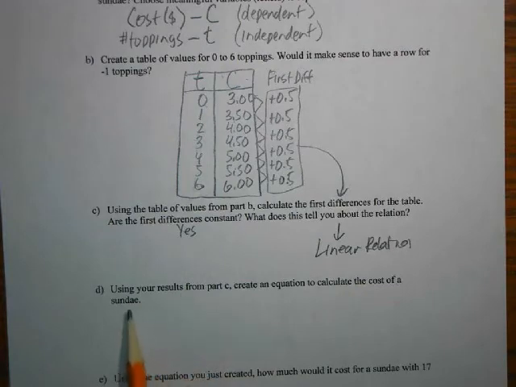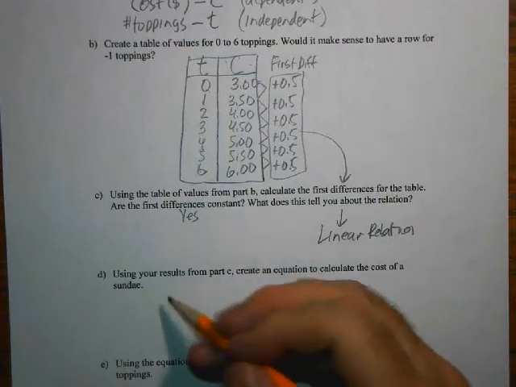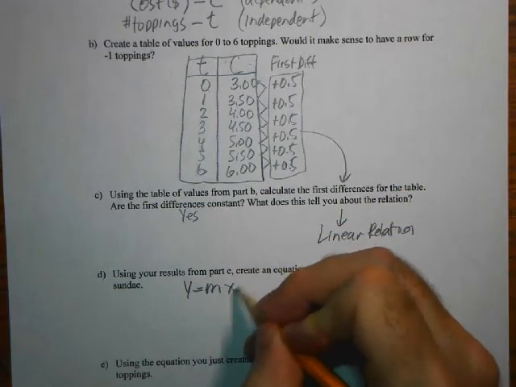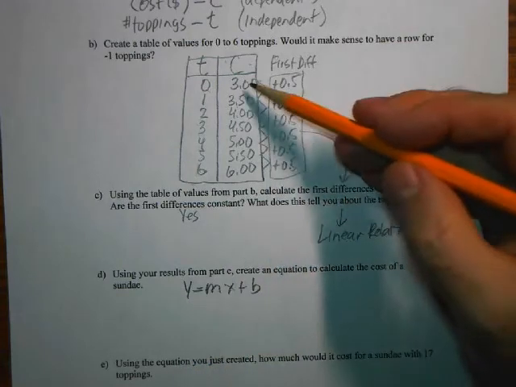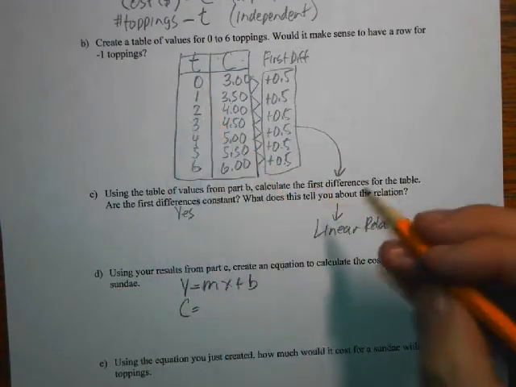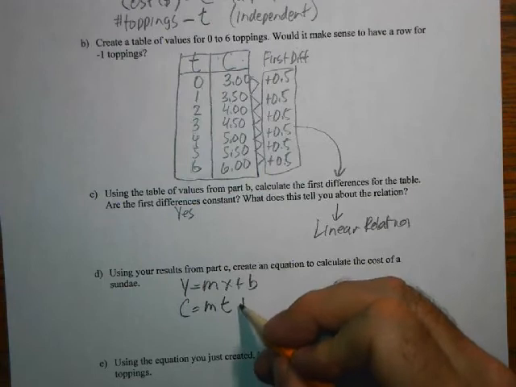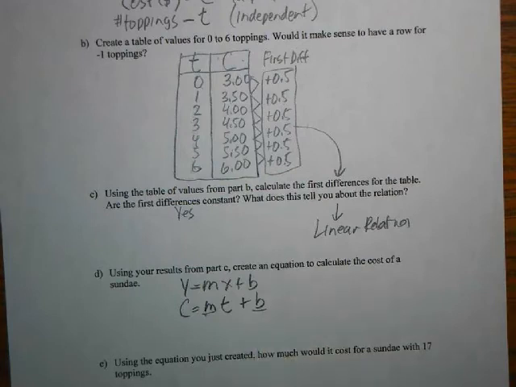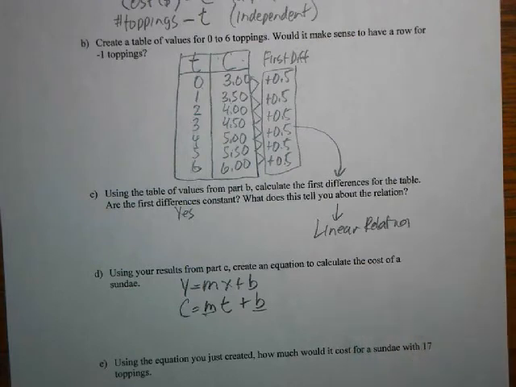we're going to create part D. Use the results from C, create an equation to calculate the cost of a sundae. Okay, so normally I'd write down y equals mx plus b. But we're not using y and x, we're using c instead of y, and we're using t instead of x. So I'm just going to change it so it looks a little different. The m and the b mean the same thing. The m is the slope. The b is the y-intercept. So I want to figure out what those are so I can create my equation.